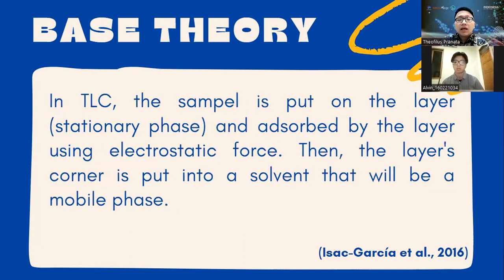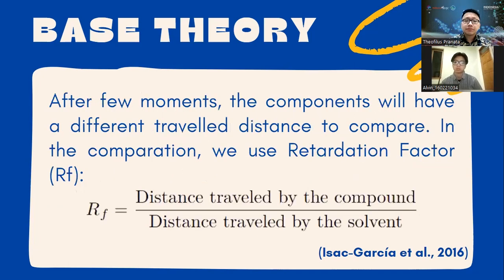chromatography. In thin layer chromatography, the sample is put on the layer, or we say stationary phase, and absorbed by the layer using electrostatic force. And then the layer's corner is put into a solvent that will be a mobile phase. And after a few moments, the components will have a different travel distance to compare. In the comparisons, we use retardation factor, and that is by dividing the distance traveled by the compound by the distance traveled by the solvent.